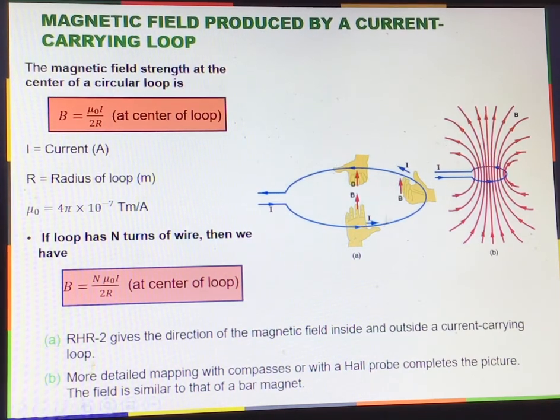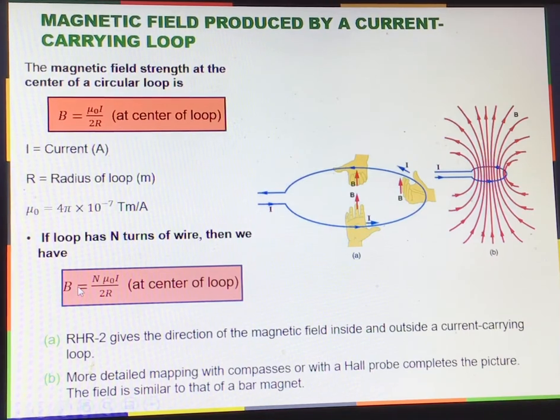Now, in this example, we're looking at just a single loop, but what if we have N turns of wire? For example, I'm not just having a single loop, but I'm taking a wire and wrapping it around such that I can generate N loops that are stacked on top of each other. Then I can calculate the magnetic field as N times mu naught times I over 2 times R. Just by increasing N, I can increase the magnitude of the magnetic field.